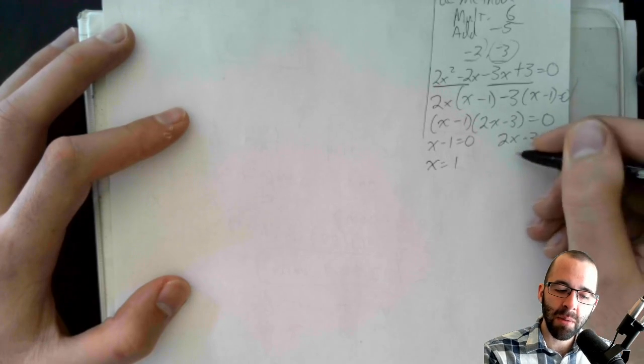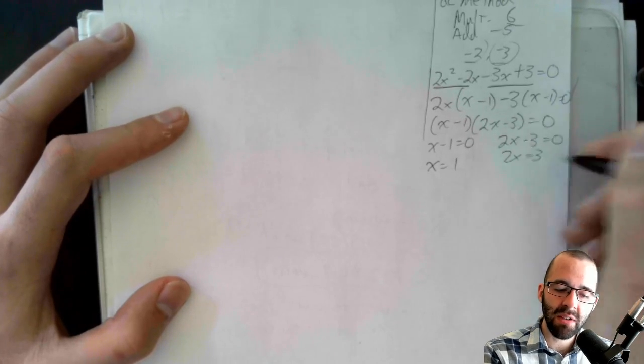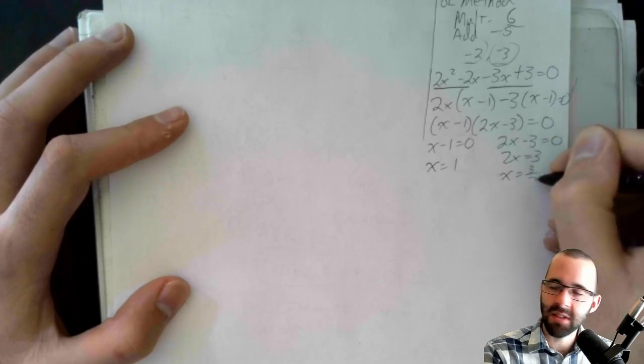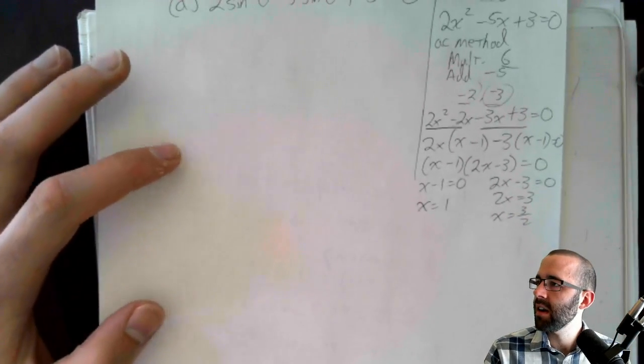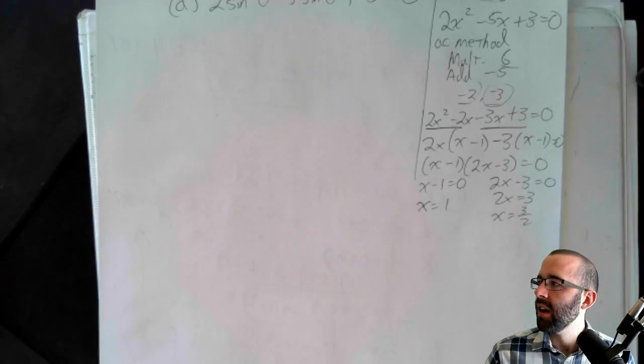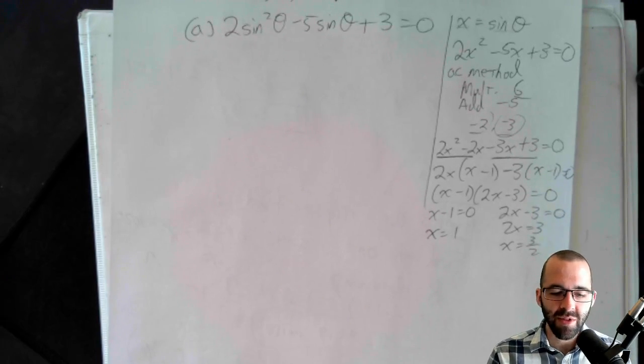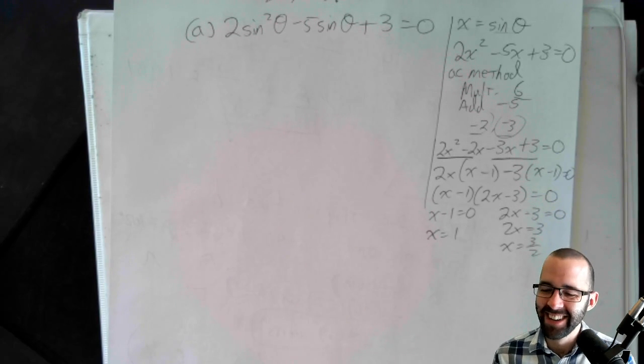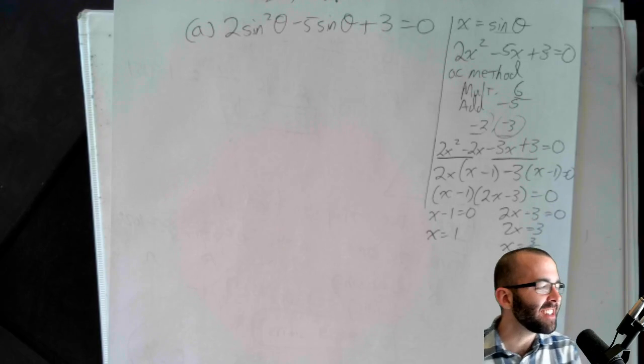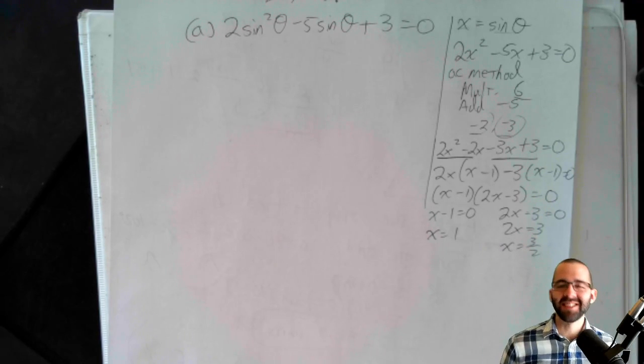Over here, add 3 to both sides, you get 2x equals 3. Divide by 2, you get x equals 3 halves. And don't get too excited. You might say, that was great. That wasn't that bad. We're done.